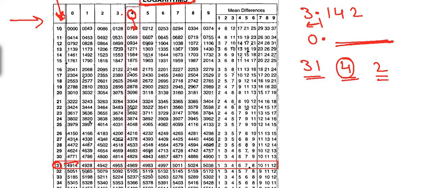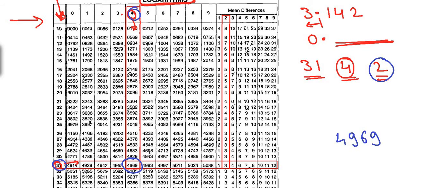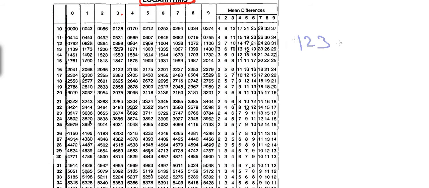Now they intersect at 4969, and the last digit 2 should be located in the mean difference table. So this is 2 in the mean difference. Let us take its intersection with the row of 31. So 31 and 4 intersect at 4969, and the last digit, the fourth digit, corresponds to the mean difference of 2. Now the mean difference of 2 is 3. The mean difference is to be added here. Add 3. So we get 4972. So the log of 3.142 is 0.4972.